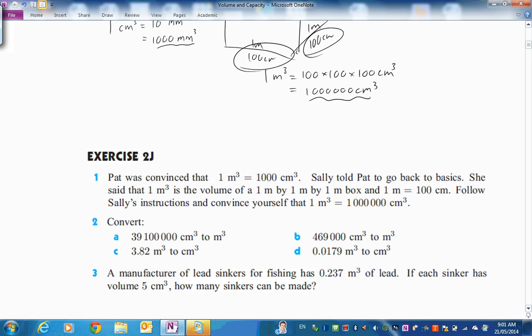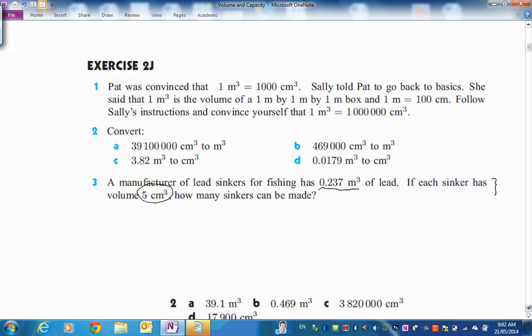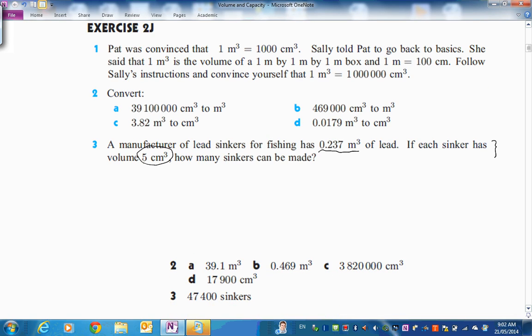I'd like you to have a go and see if you can do these conversions. The last one's a little bit different. You're trying to find how many 5 centimetre cubes in sinkers you can get out of this, so you're going to have to change that to centimetre cubes as well. All right, see what you think. You might have talked to your teacher about the last one. Pause it, have a go. I'm going to show you the answers now. Here we are, there are the answers. All right, did you get 47,400 sinkers, I wonder?